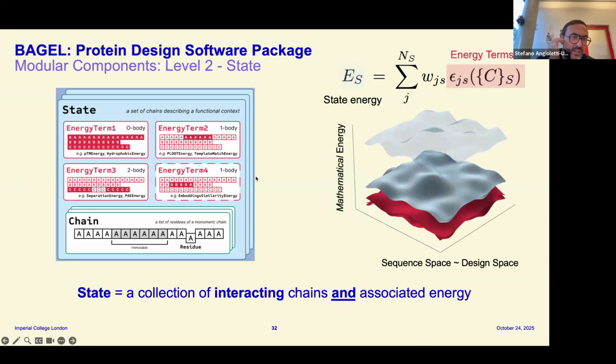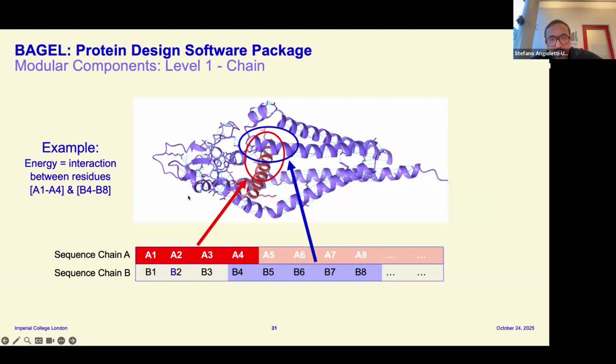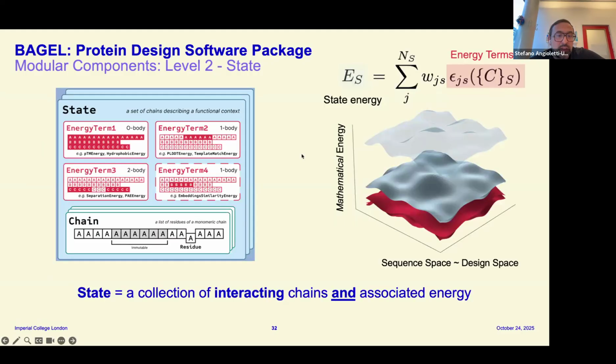Now, an important thing is to take into account that for an optimization problem, sometimes you have a single chain, sometimes you can have multiple chains. For example, in this problem here, you have two chains. The combination of multiple chains, each of which with the energy term associated to them, is what we call in our software the state. So the state is a collection of interacting chains and their associated energy.